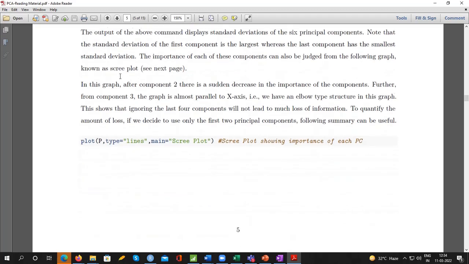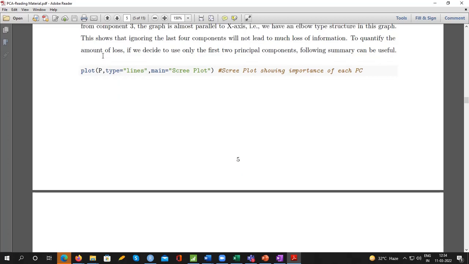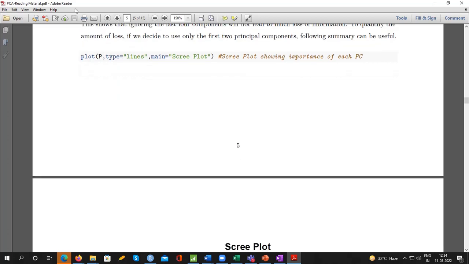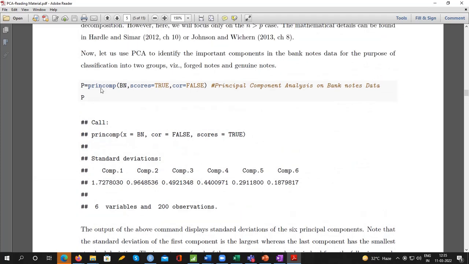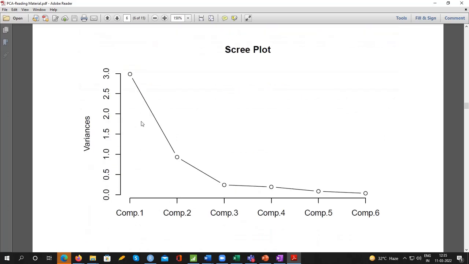Now we know that we can decide the number of important PCs, or the number of PCs that should be retained, via a scree plot. So we plot P. In P I had stored the output of prcomp, and plot(P) automatically draws the scree plot for me. I have given type equal to lines because otherwise it won't join these by lines. It will give vertical bars, or a bar plot type of structure, which we don't want.